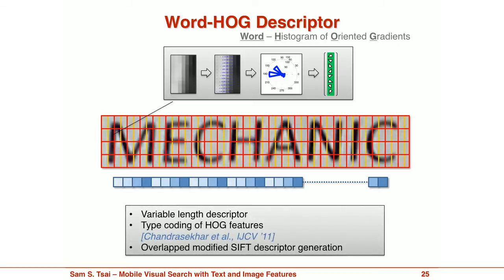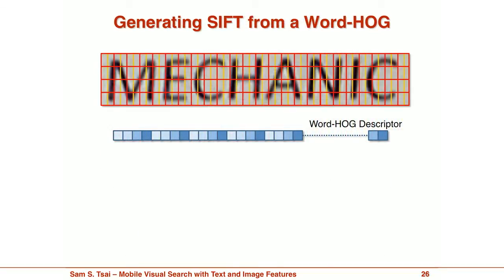We can see easily that the WordHOG descriptor is a variable length descriptor. The length of the descriptor depends on the width of the WordHOG. Since it's based on HOG features, we can compress it efficiently using type coding. And with its block structure, we can generate overlapping SIFT descriptors from the WordHOG very easily. How do we generate the SIFT descriptors?